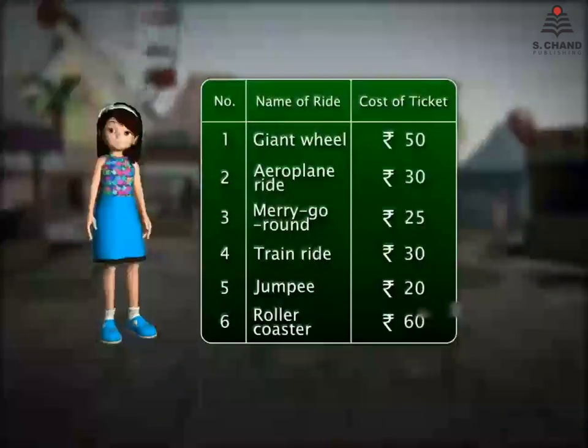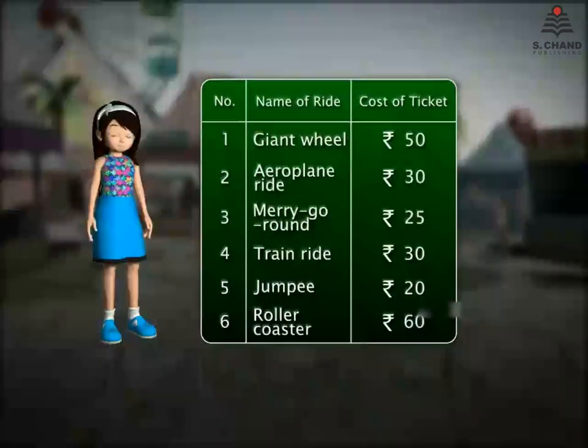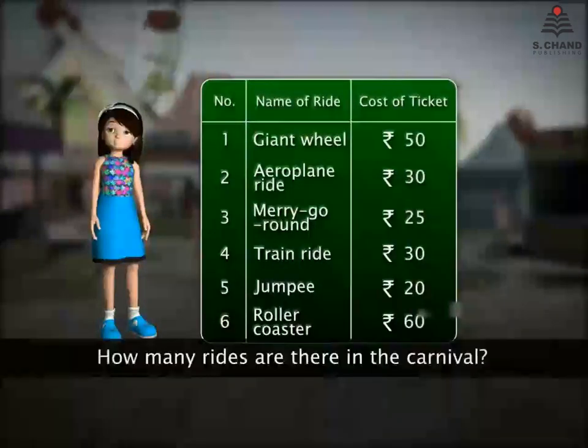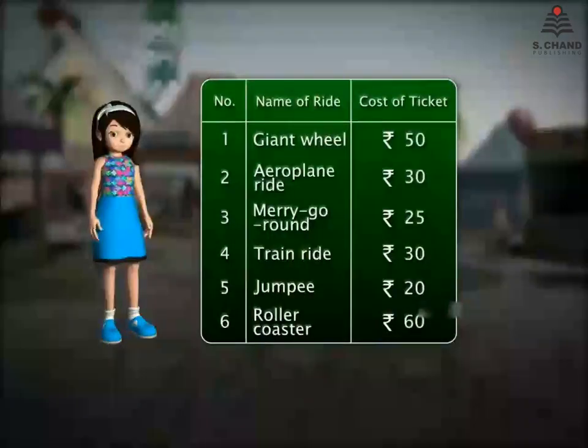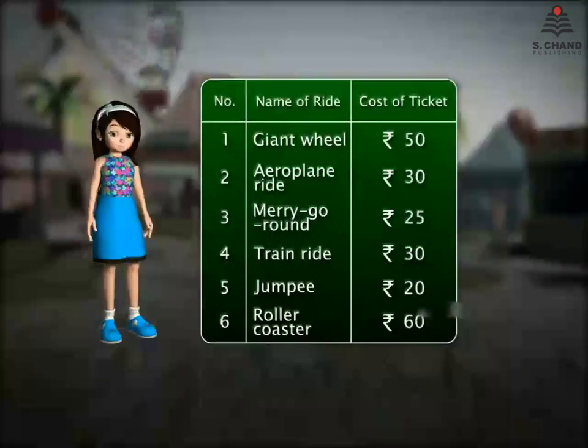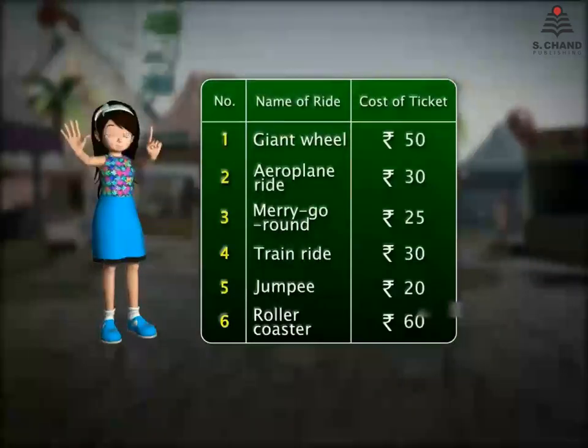Remember we asked some questions to Sela earlier? Let us see if she can answer them now using this data table. Our first question was how many rides are there in the carnival? We can easily see from the table that there are only 6 rides in the carnival. 6 is correct, Sela.